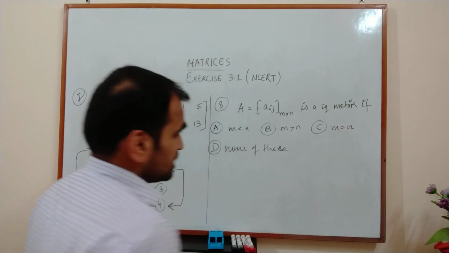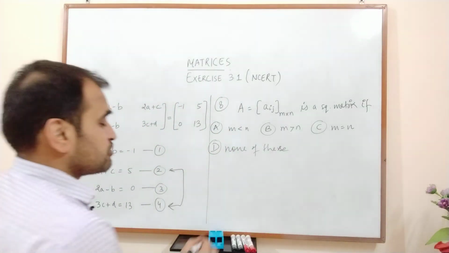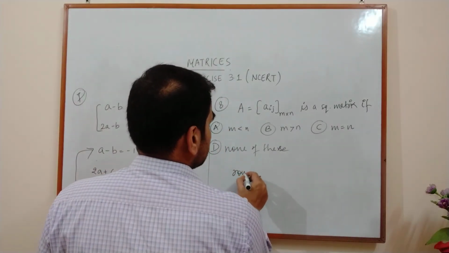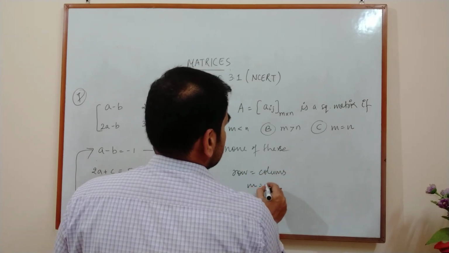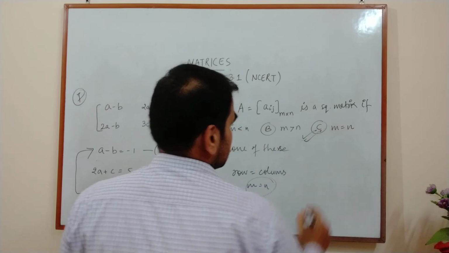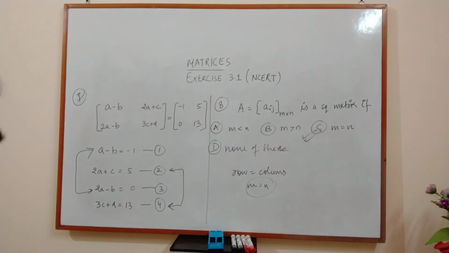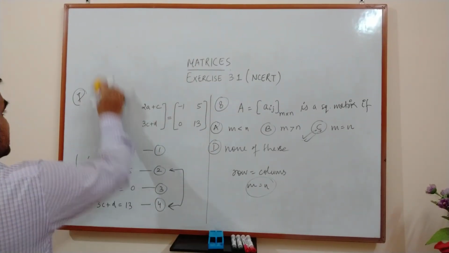So it is very easy because it is a square matrix, and in a square matrix the number of rows must be equal to the number of columns. So here you can say m must be equal to n, so C is the answer, right? So it is a very easy question. Next we have question number 9.